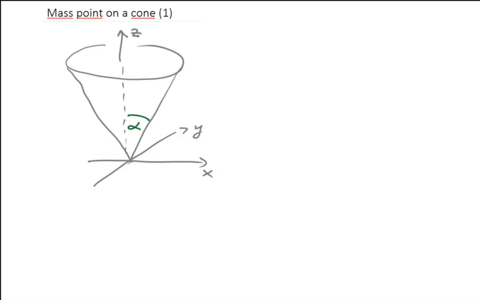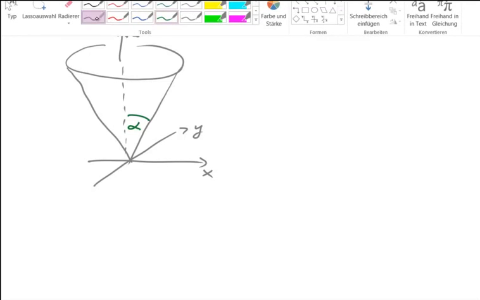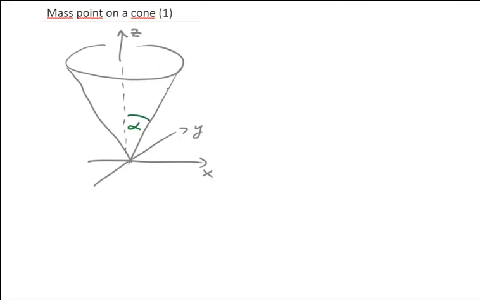And there is a mass which is constrained to move on the surface, say the inner surface of this cone. And the mass experiences gravitational acceleration. So you would expect it to move downwards under the influence of gravitational acceleration. But it's not quite as simple as that, as we will see.